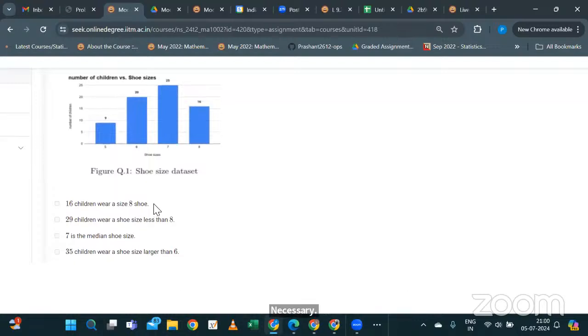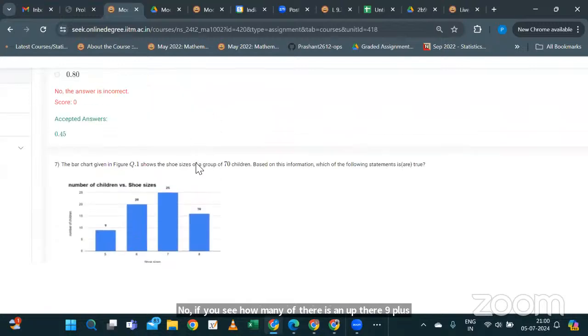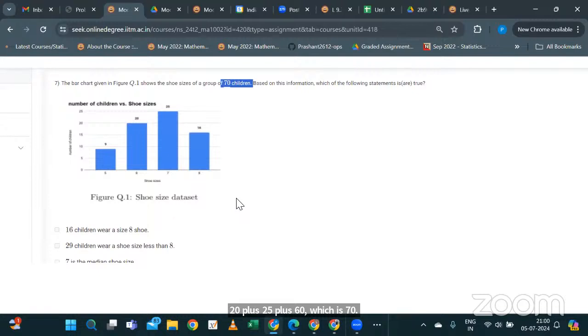Median is the middle observation, right? First of all, I can arrange the shoe sizes 5, 6, 7, 8. This is the ordered data set. Now, how many observations are there? 9 plus 20 plus 25 plus 16, which is 70, correct? So with 70, where will the median be? The middle observation, which will be either the 35th or 36th. Yes or no?